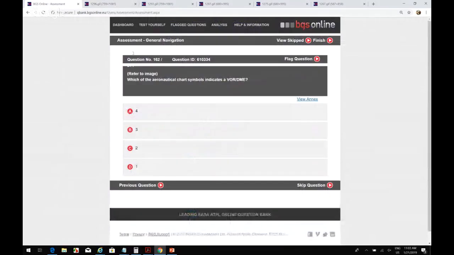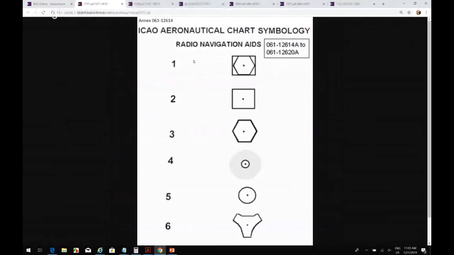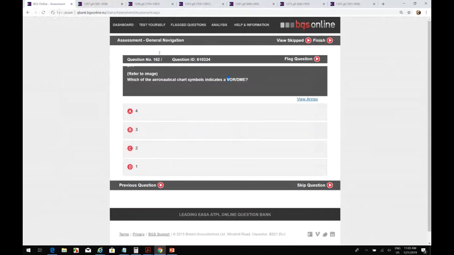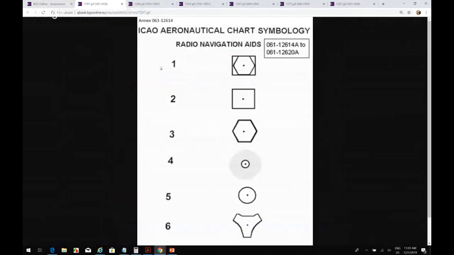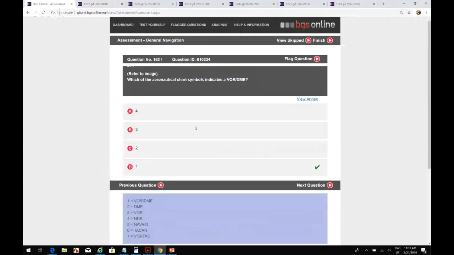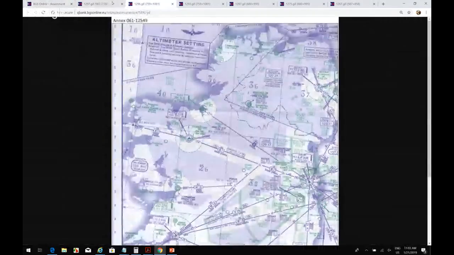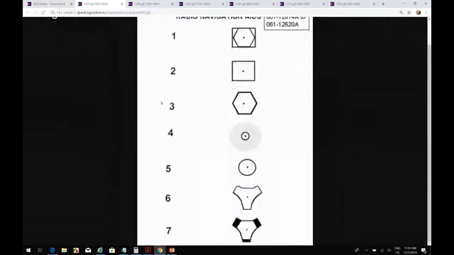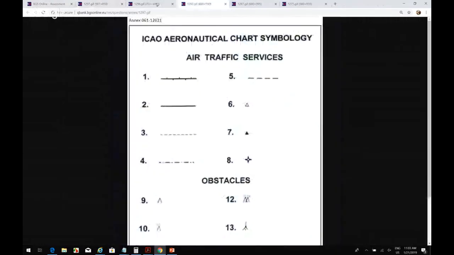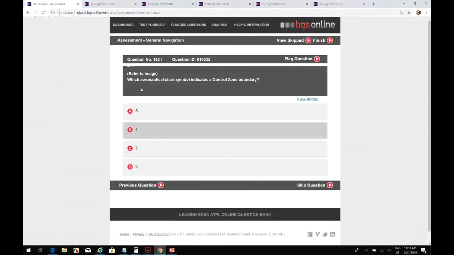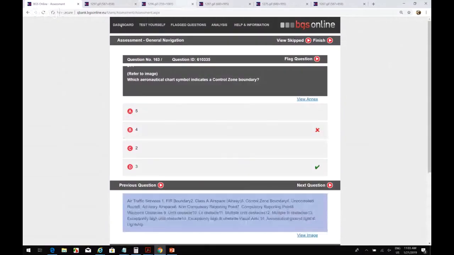Which chart symbols indicate a VOR DME? A VOR DME, VOR slash DME. That's number 1. Which indicates a control zone boundary? That's going to be on different charts. The control zone boundary, number 4. Or number 3, okay.